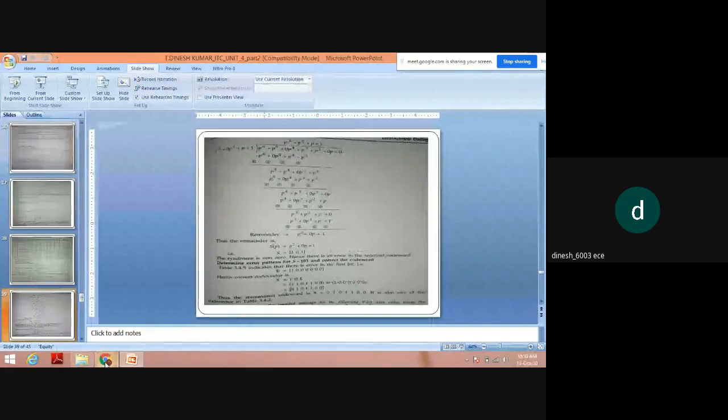And at last, I'll say how to find the transmitted code vector. Let me check the chat box for any queries. Okay, I'll give you 2 or 3 minutes. Try to solve this division and find whether you are getting the remainder as p power 2 plus 1. Check that.